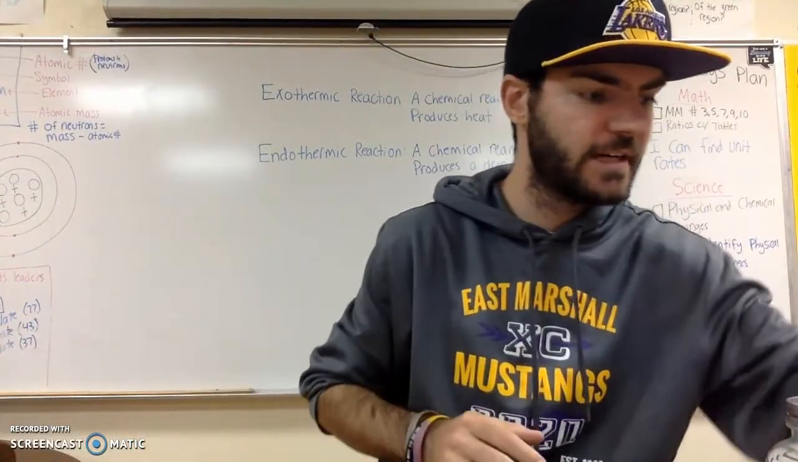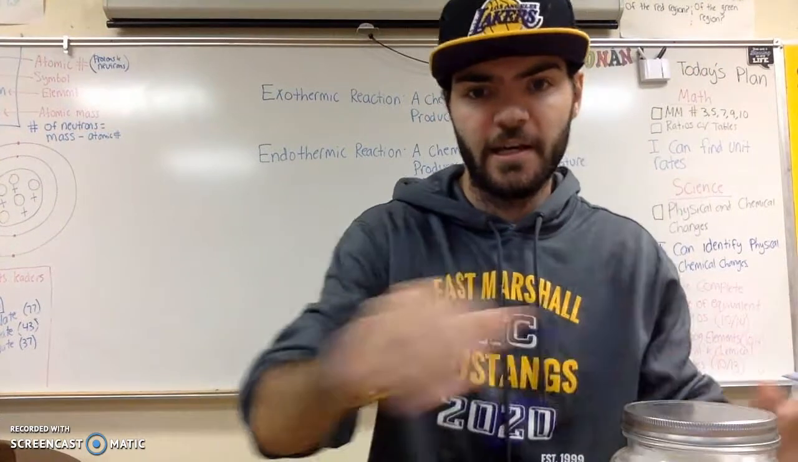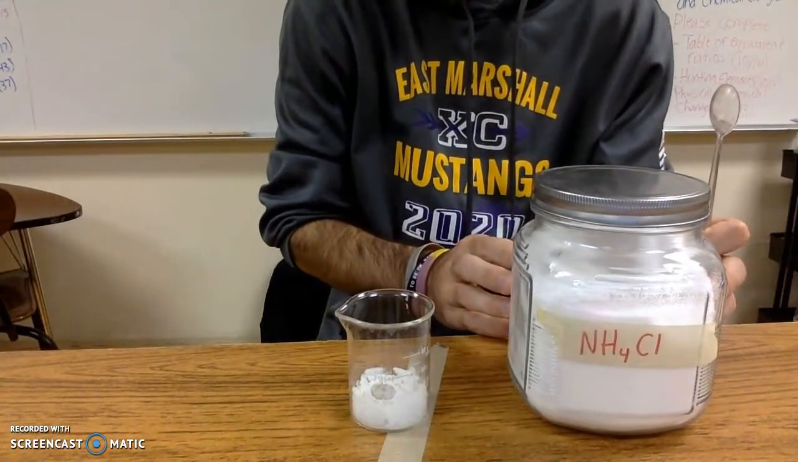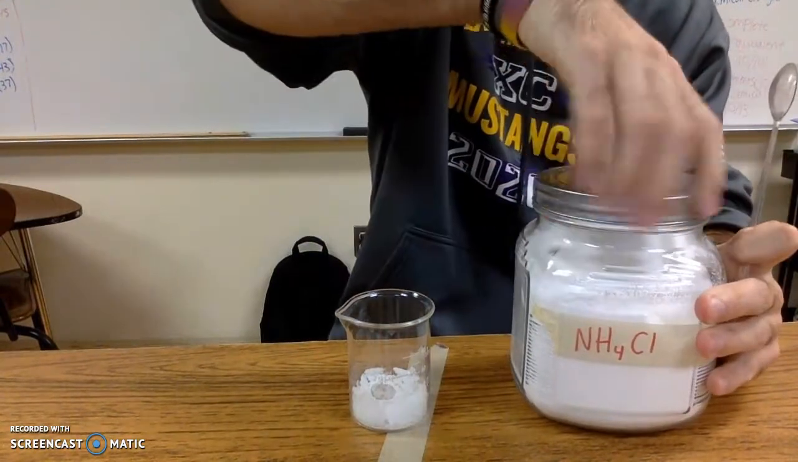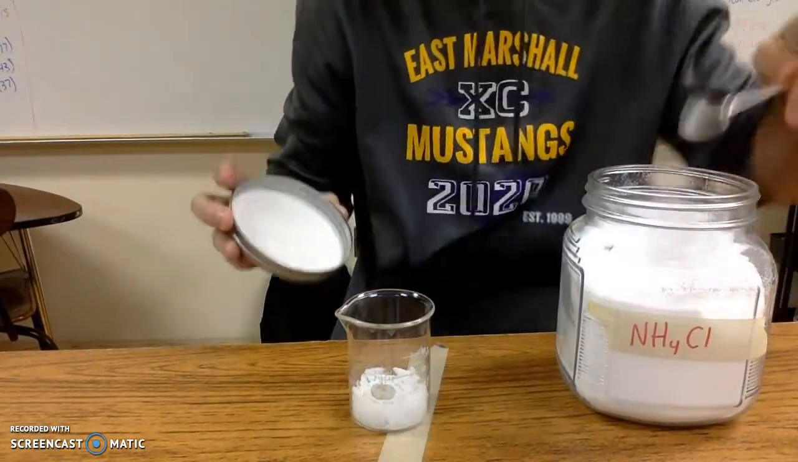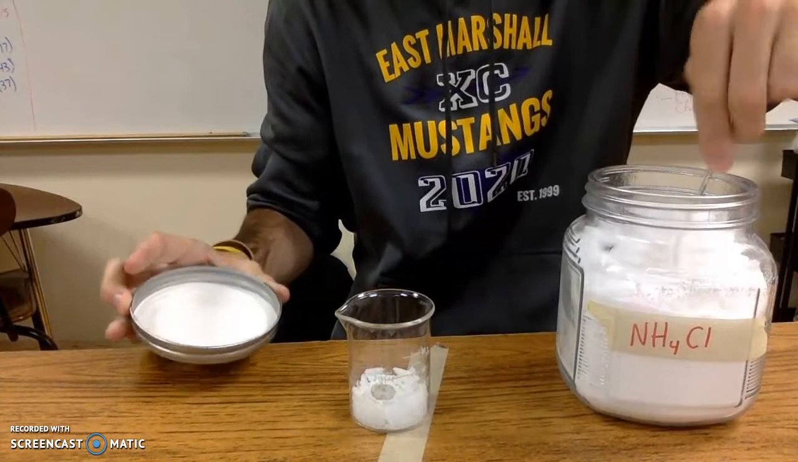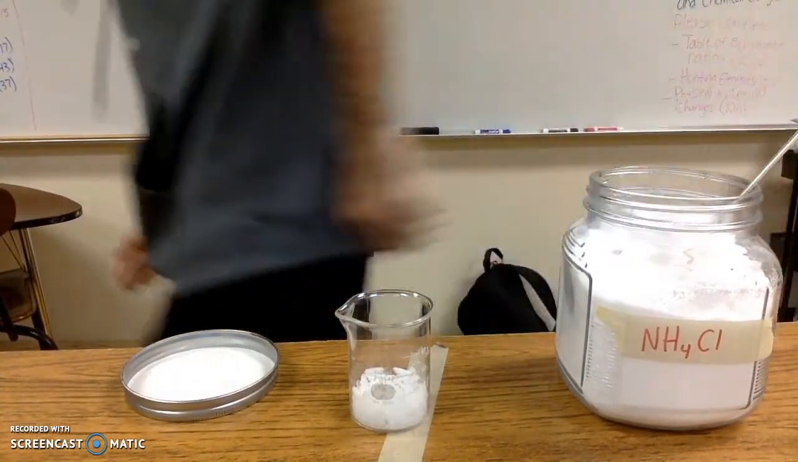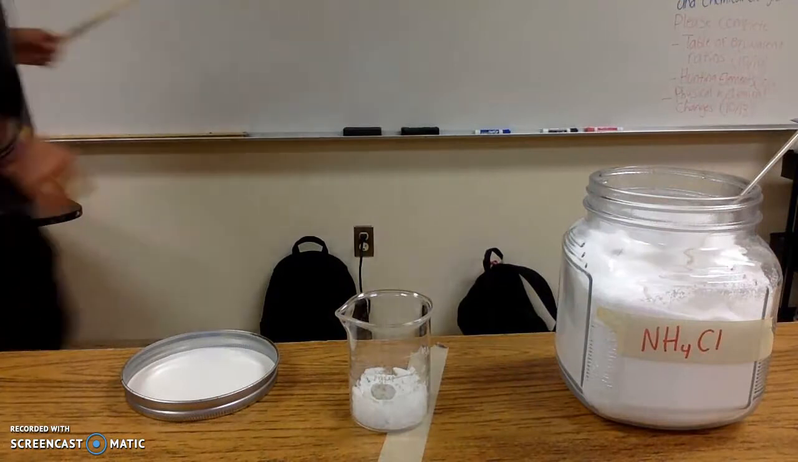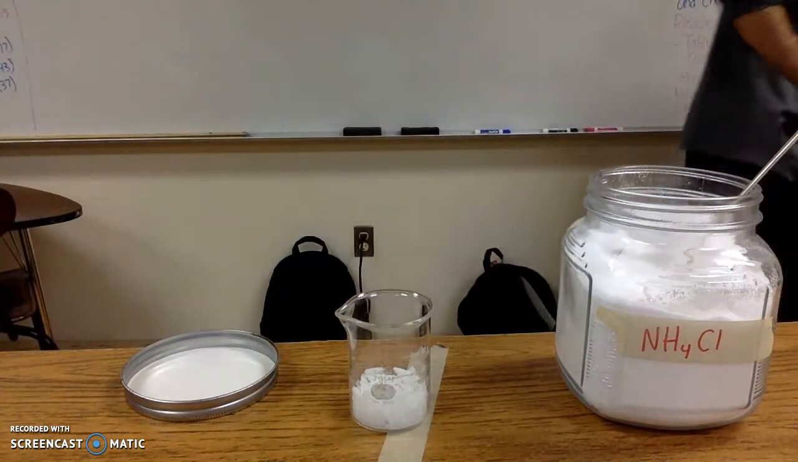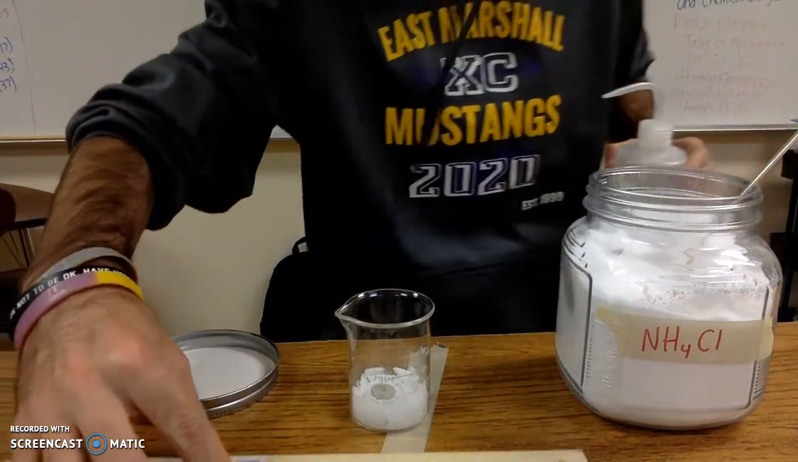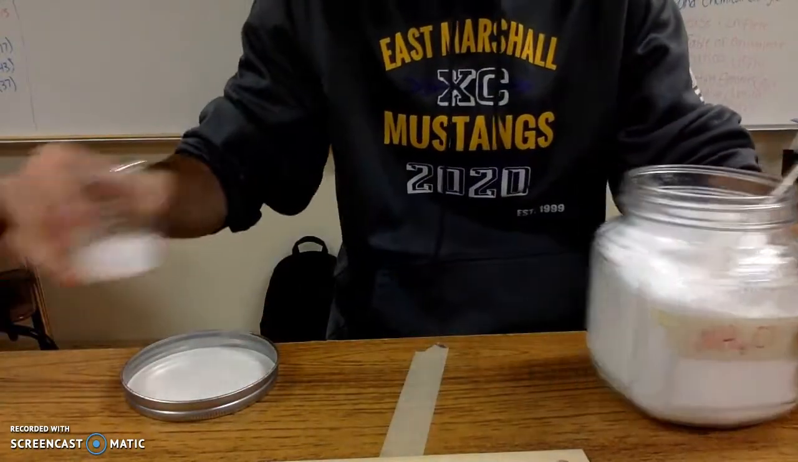I'm going to set this aside. We're also going to use something called ammonium chloride. This looks more like a salt. I'm going to add that, but before I do, I'm going to take a little piece of wood, and on that wood, I'm going to put some water. I'll make it more visible and see you guys in a second.